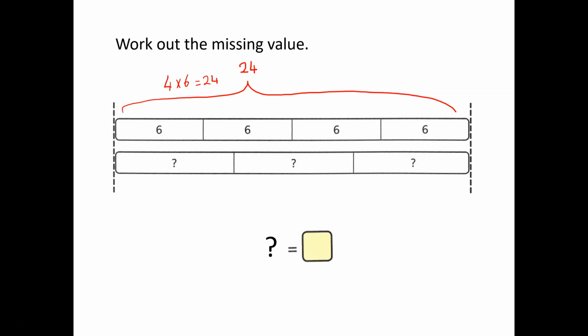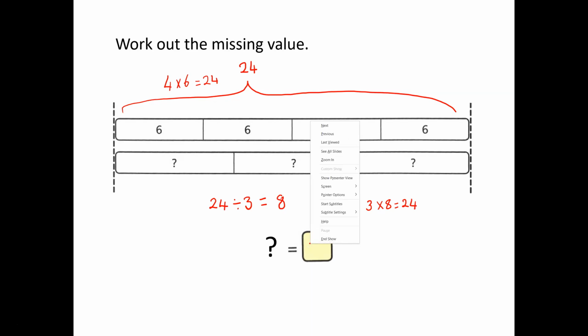We can see that the second bar model is missing a repeated value. In other words, 24 has been regrouped into 3 groups. We can divide 24 by 3, and using our tables facts, we know that that is equal to 8. Let's check our answer using the inverse operation. The missing value is 8.